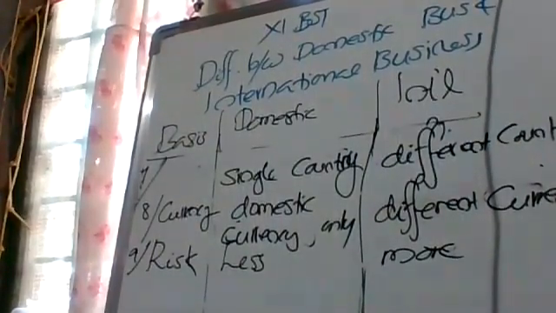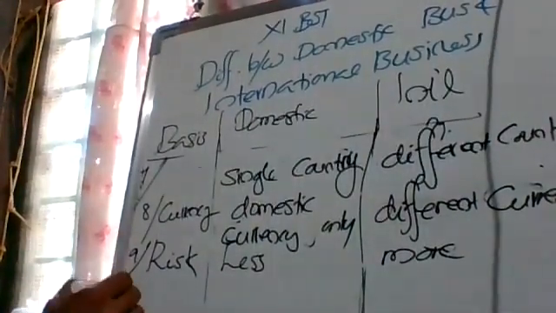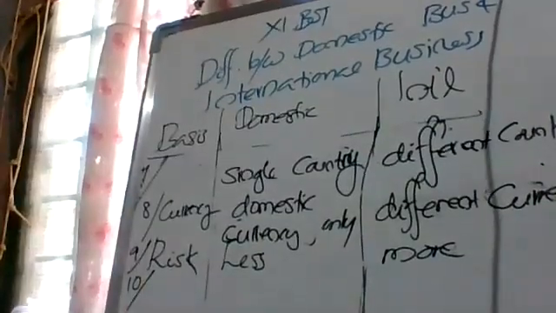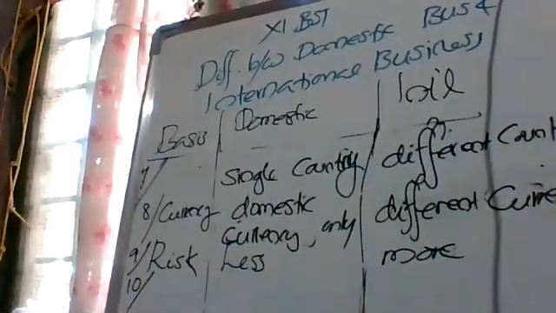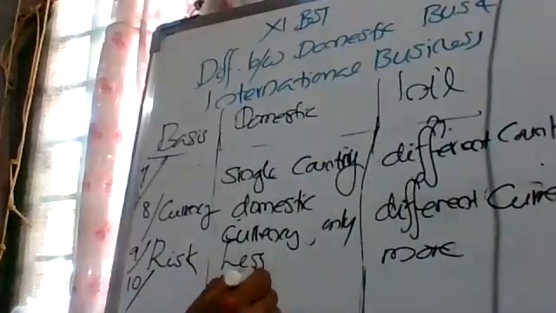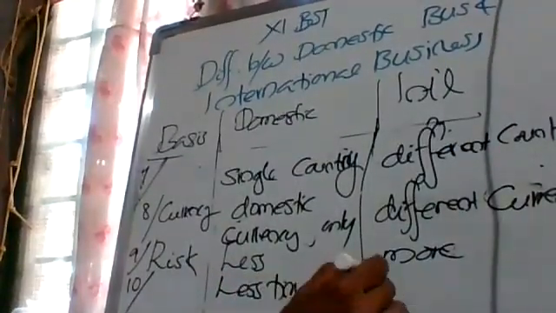One more point. Are you able to see if I am writing the 10th point also here? Yes, sir. The 10th is order processing time. You have to copy from the textbook. Content I will summarize. Here, less time. Here, more time.